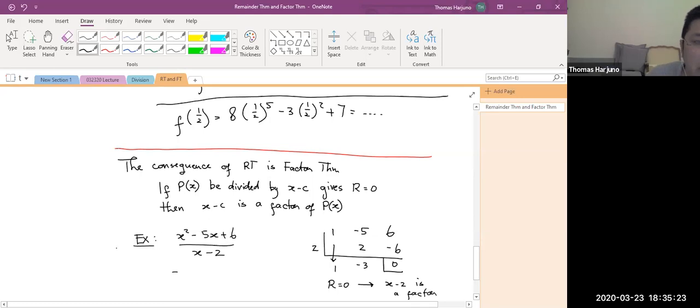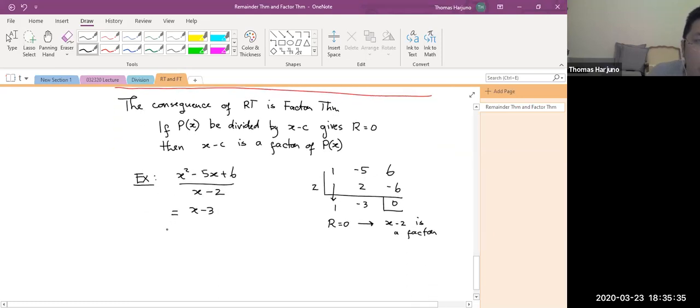Now, you can see here, because the remainder is 0, I get only x minus 3, no remainder. If the remainder is 0, it also means that x squared minus 5x plus 6, if I multiply both sides by x minus 2, I will get x minus 2 times x minus 3 without remainder. Because it doesn't have a remainder, x minus 2 is a factor.